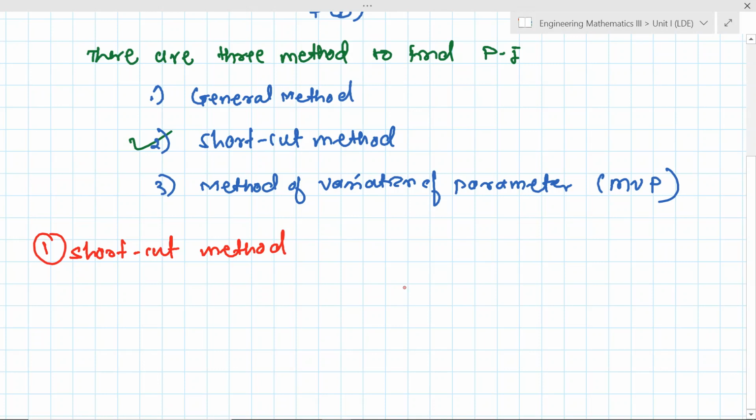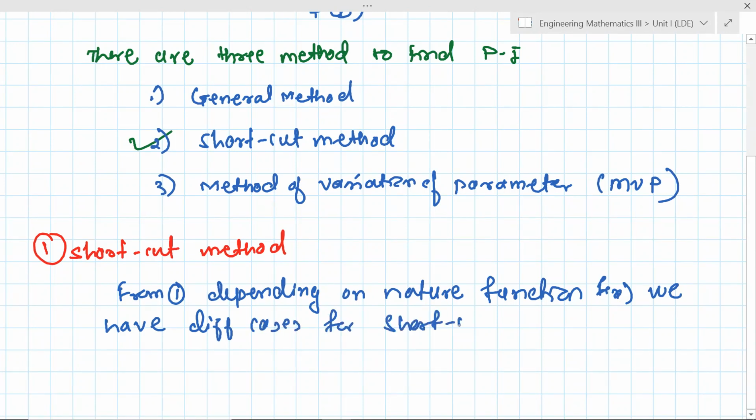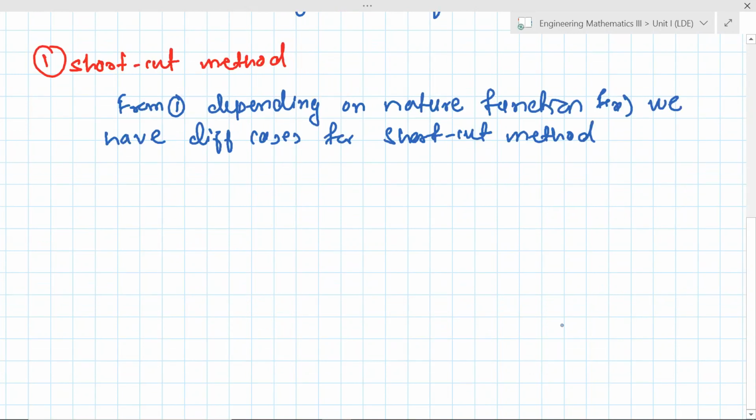From equation 1, depending on the nature of function f(x), we have different cases for the shortcut method. Let us see them one by one. So case 1. These cases are very important.